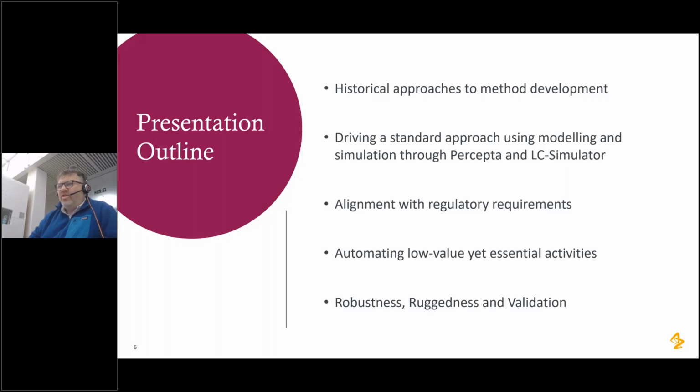So these are activities that you have to do in order to get an end result, but actually don't really add any impact or value to the work that you're doing. So how can we automate it so that we give our scientists more time to focus on the value-adding activities? And then finally, I'll just touch on where this leaves us in terms of robustness, ruggedness, and validation.